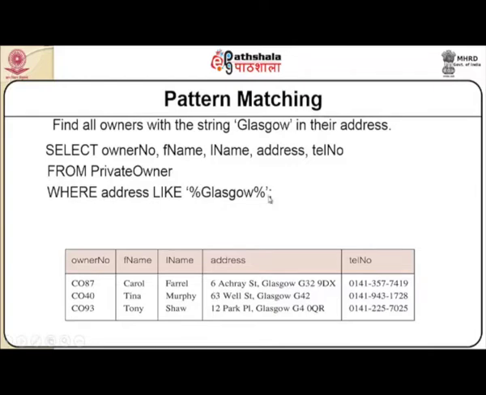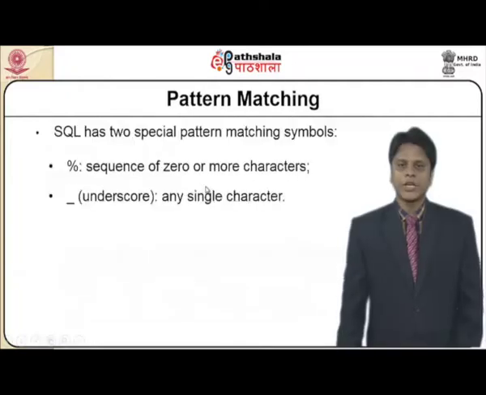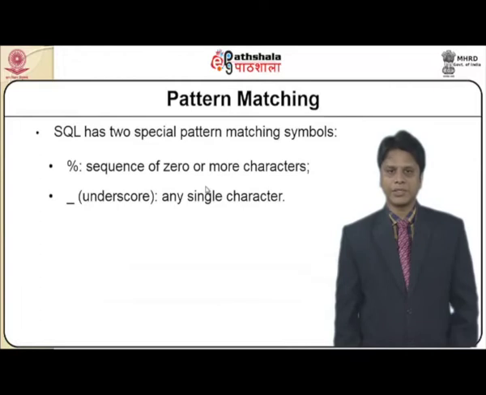If I predict and say that Glasgow is the end word, I can put a percentage in the beginning only. Or if several characters follow Glasgow, there can be a percentage following Glasgow. So SQL has 2 special pattern matching symbols. One is percentage, the other is underscore. So what do these two indicate? Percentage represents a sequence of 0 or more characters, whereas underscore indicates only a single character.